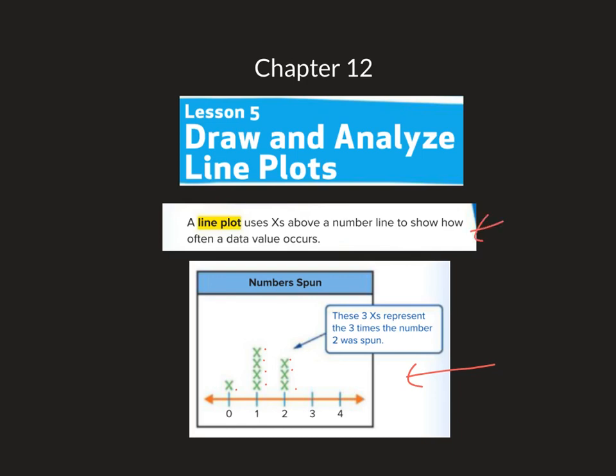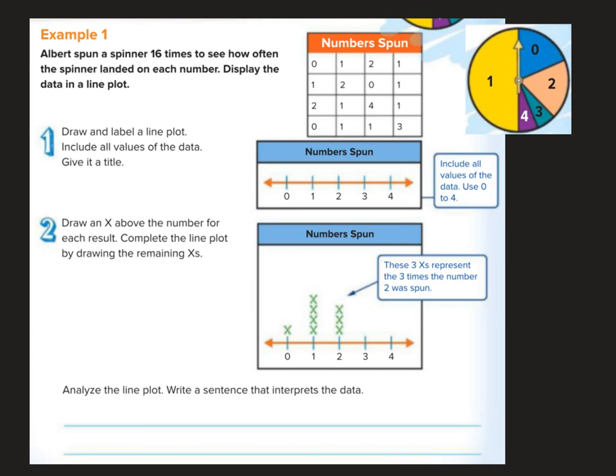So let's get started. Albert spun a spinner 16 times to see how often the spinner landed on each number. Display the data in a line plot. So here's the spinner that he spun. Does he have equal opportunity of spinning each number?